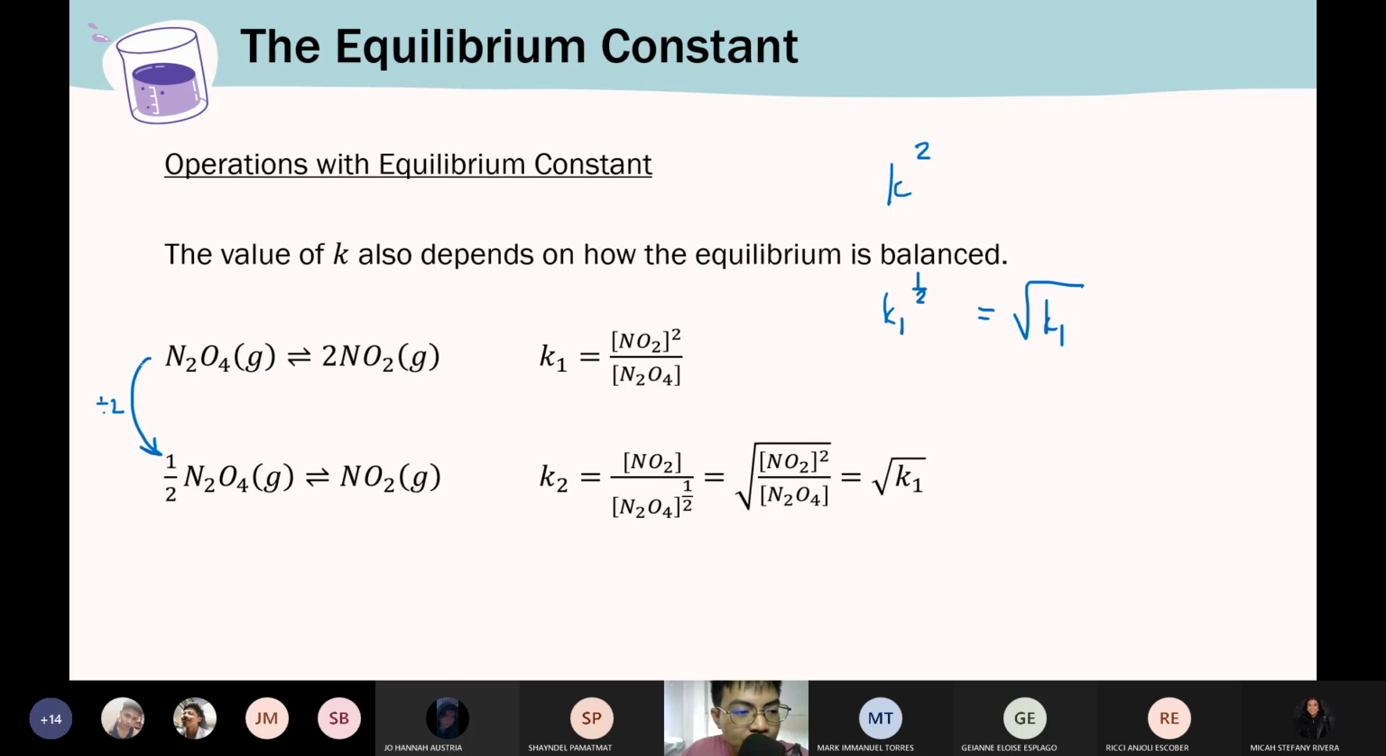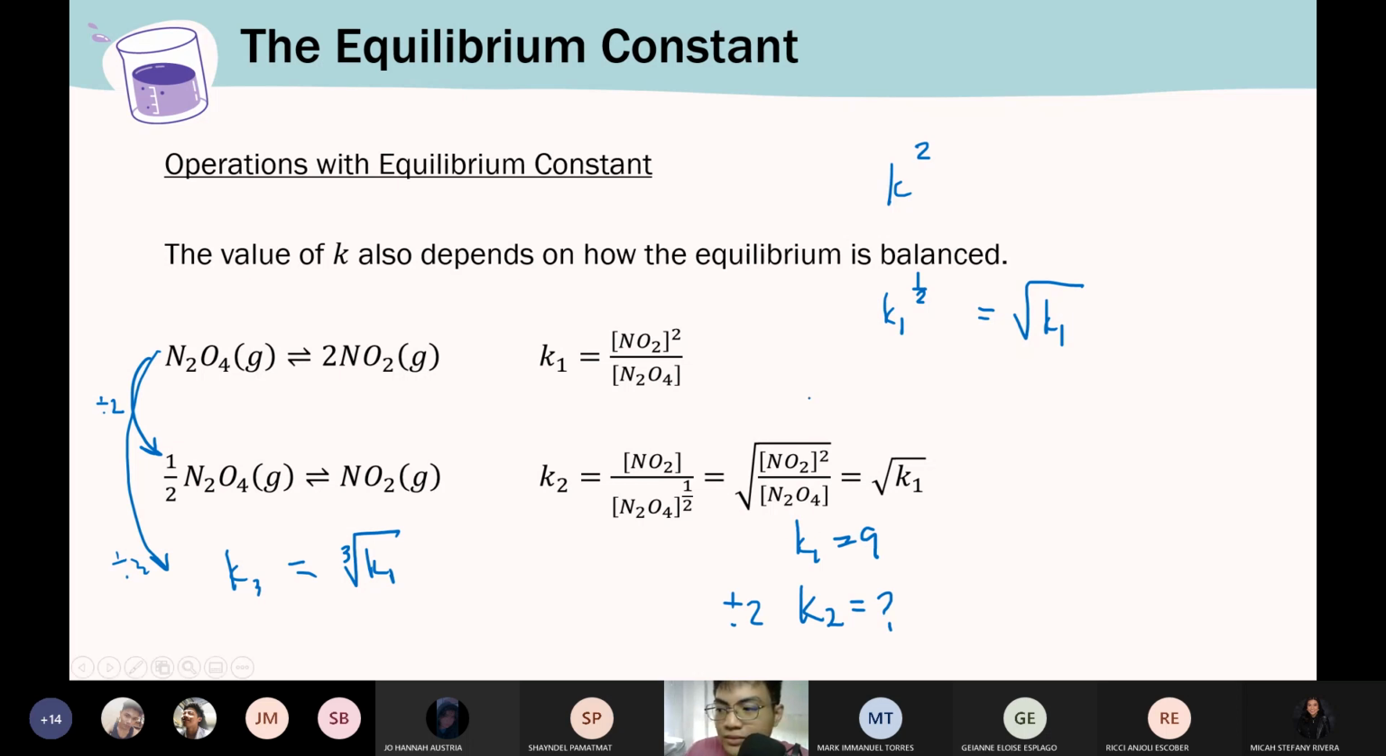If you divide it by 3, what do you think will happen to your original k? Okay? It will become the cube root of your original k. So meaning, if my k1 here is 9, what is my k2? Okay, if my k1 is 9, what do you think is my k2? If I divide the equation by 2.